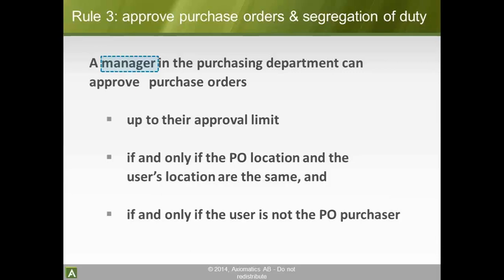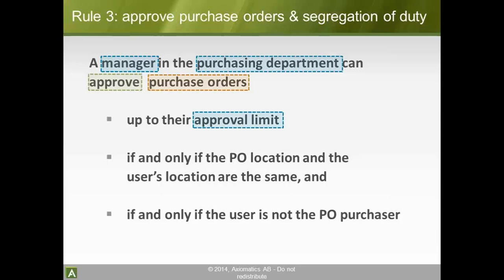Let's highlight the keywords. Manager describes the subject. Purchasing department describes the subject. Approve is the action. Purchase order is the resource. Approval limit describes the subject again. PO location relates to the resource. User's location to the subject. You can see the relationship building up again. And finally, in the segregation of duty check, the user identity, as an attribute of the subject category, is compared to the PO purchaser identity, the resource attribute.